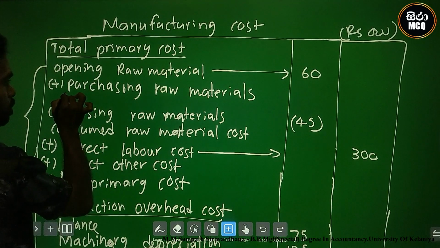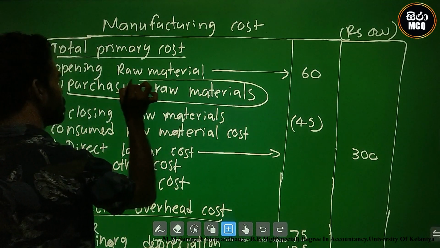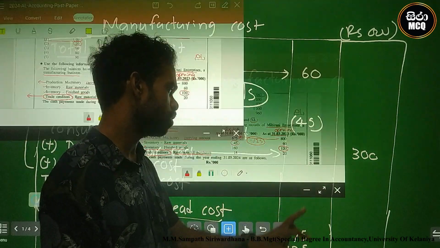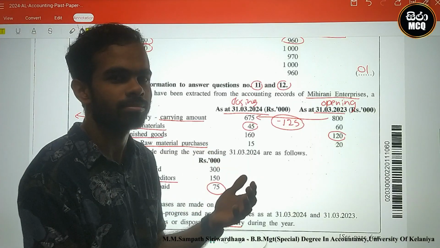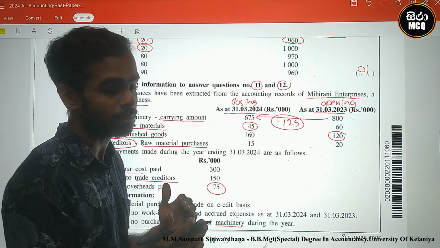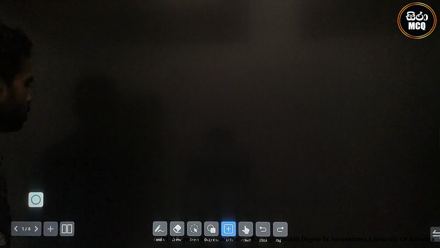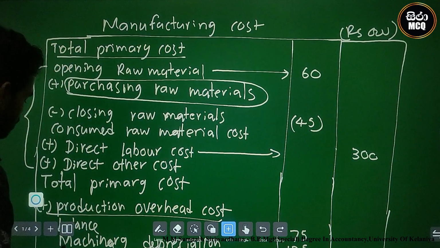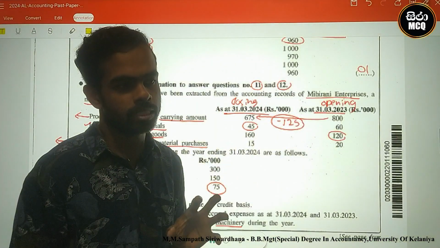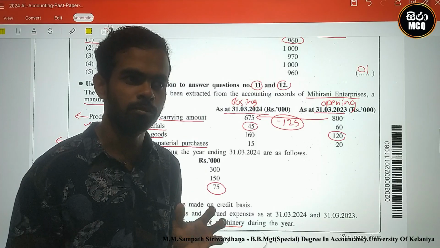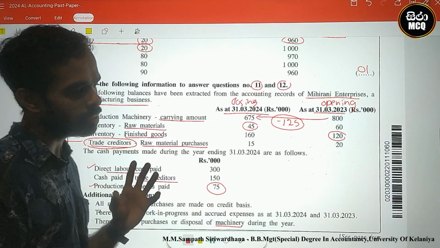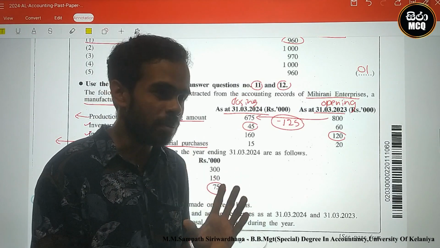What is the amount of purchasing of raw materials? Purchasing of raw materials is not in the question. There is no information on directly purchasing raw materials. Therefore, I create which account? Look here. Raw material purchasing is related to trade creditors. Using the trade creditors, I find raw material purchasing.